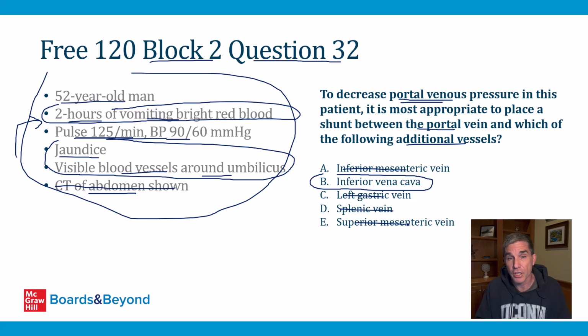Surgically connecting a shunt from the portal vein to one of these vessels wouldn't help because those vessels also have high pressure. The point of a portal systemic shunt is to connect the portal system to a lower pressure system like the inferior vena cava so that blood will leave the portal system and the pressure will drop. That's the idea behind these shunts, and it's just sort of something you have to know. I guess you could reason this question out by knowing that the inferior vena cava is the only vessel of the answer choices that's not part of the portal venous system.